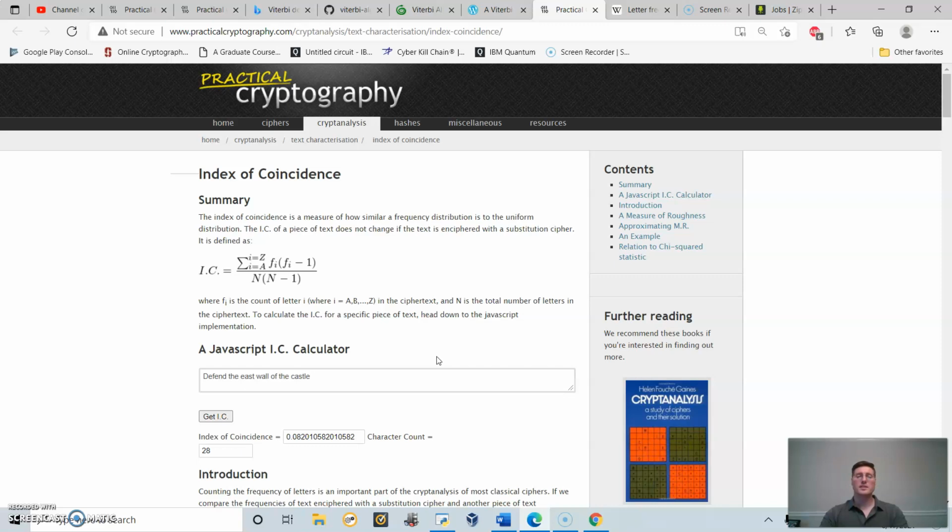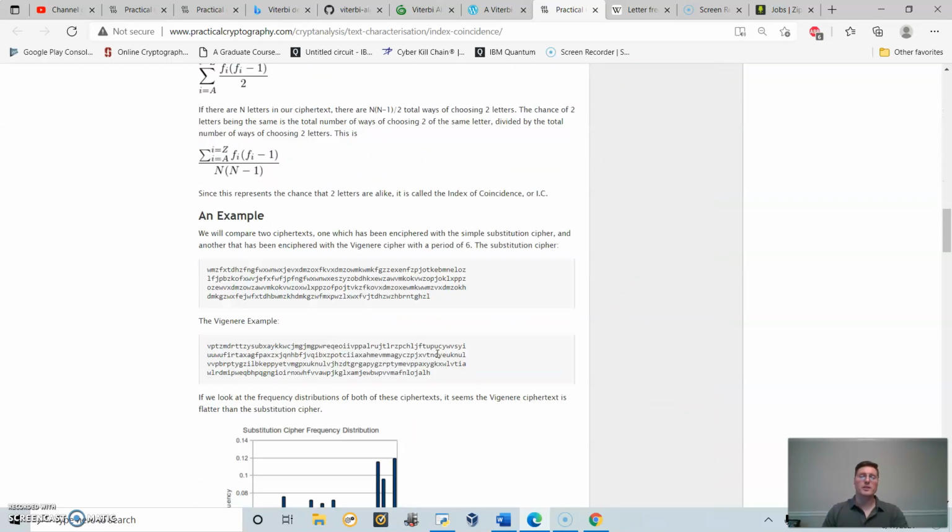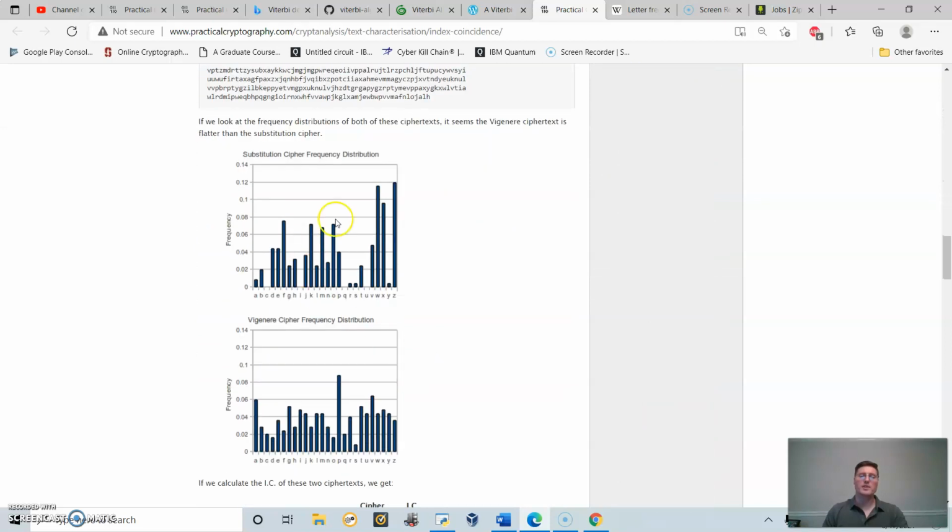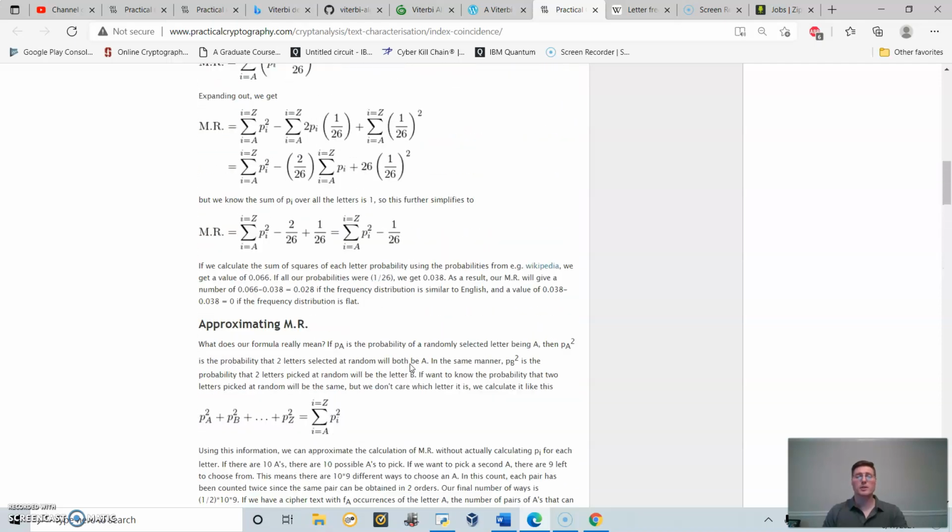In this example, the IC is used to determine the difference between the substitution and the Vigenère cipher. You can see there are different fingerprints associated with each cipher. This is assuming you're working with the English alphabet. If you're working with other languages, these fingerprints might be a little different, but they should provide a reliable analysis and be able to determine which cipher you're working with.